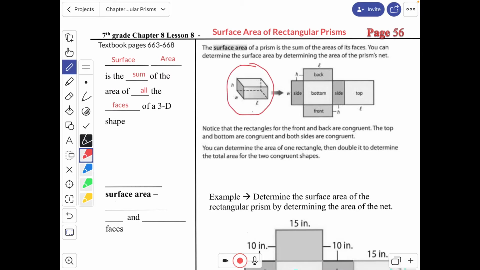This is a 3D shape. And in 7th grade, we use nets, which is this. It's the 3D shape unfolded so that it's flat and you can see all the faces. So this is one of the faces, and this is one of the faces, and these are the side faces, and then this is the bottom, and this is the top. And we're going to find the area of each one of those faces and add them up.